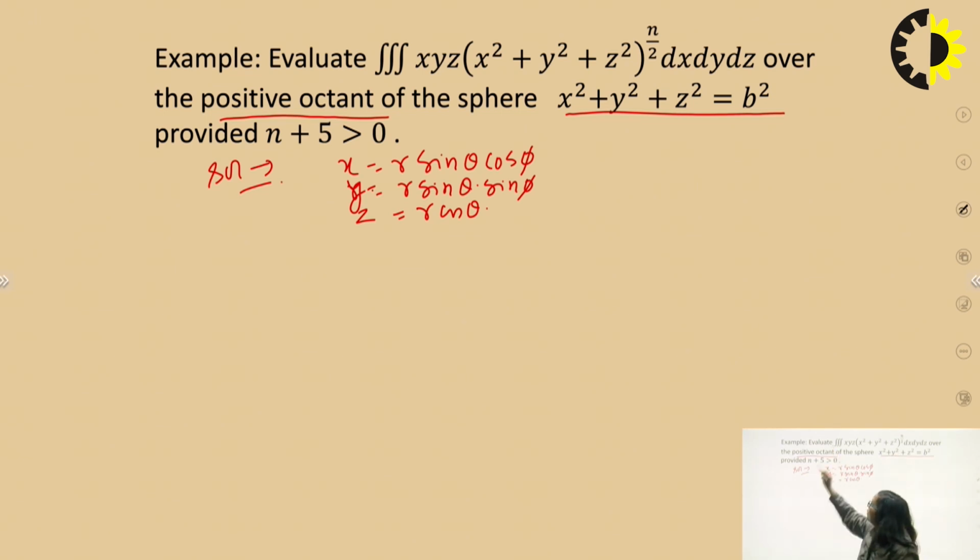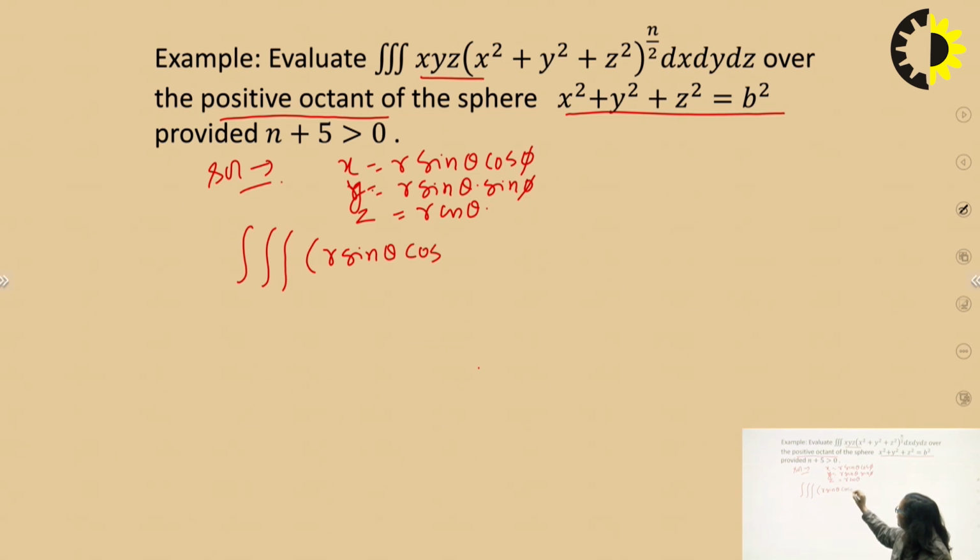So I'm writing now this integral. I'm writing the triple integration. First I need the product of x, y, z. So just do the product of these three. It's r, just like the previous question, sine theta cos phi. And this one is r sine theta sine phi. And this is r cos theta.